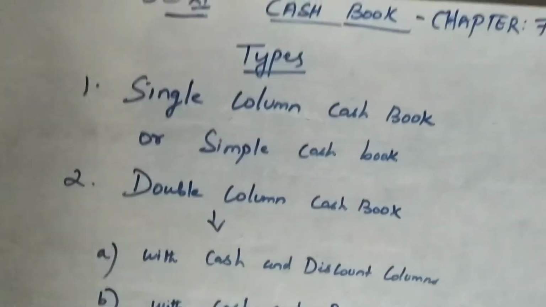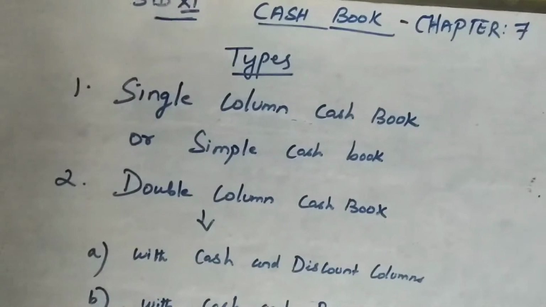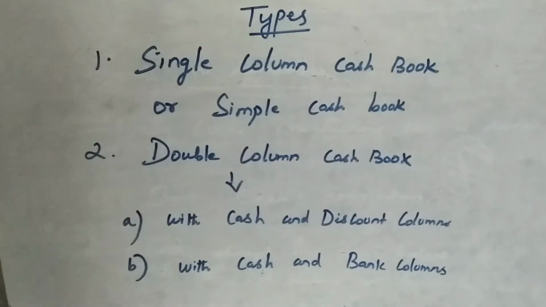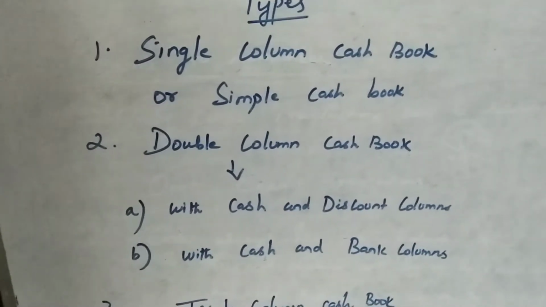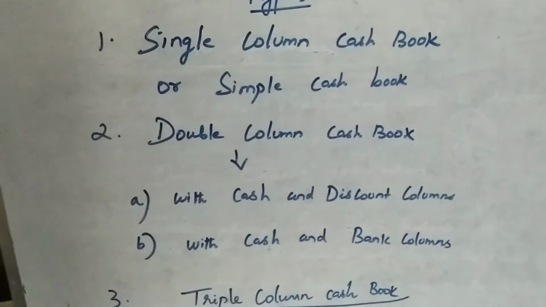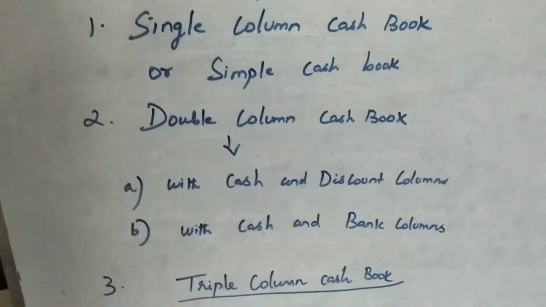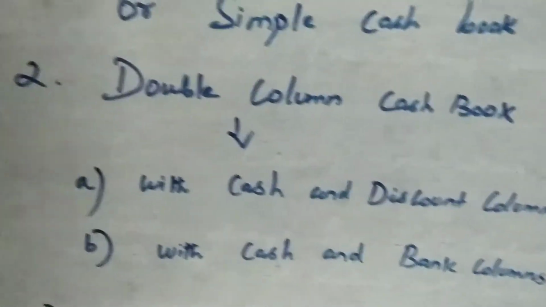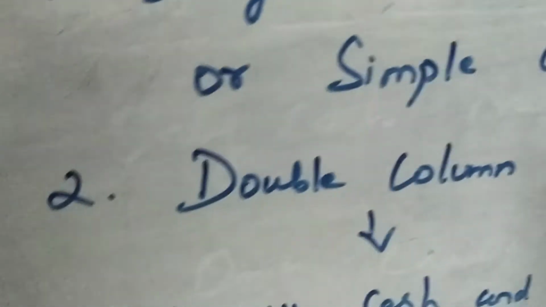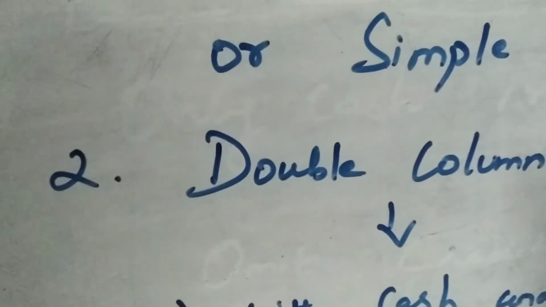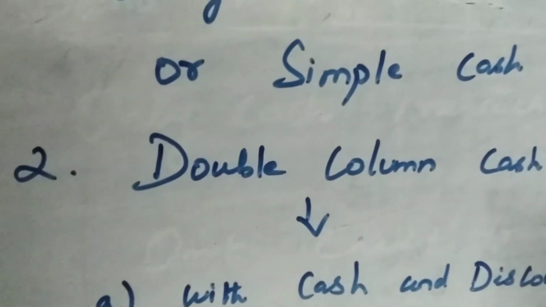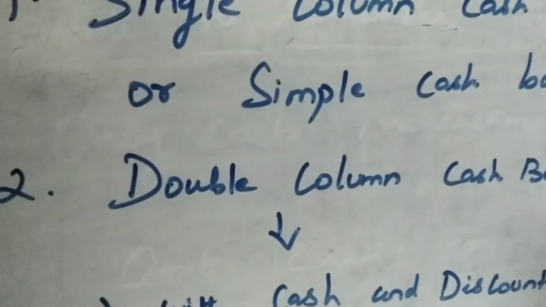So coming back to the chapter, we have the types of cash book. First one is the single column cash book, or call it the simple cash book. This cash book is a combination of both journal and ledger. Under the single column or the simple cash book, you will be recording all the receipts on the debit side, payments on the credit side.